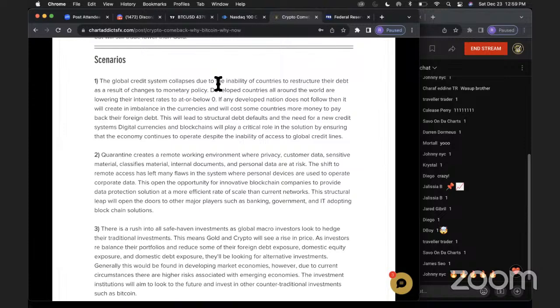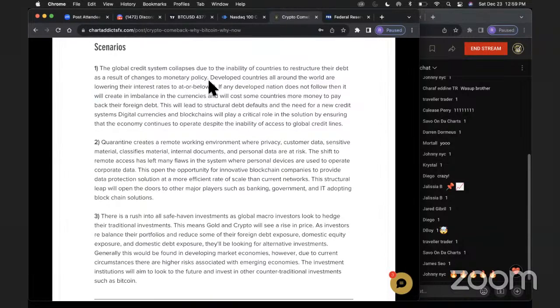Okay, the global credit system collapses due to an inability of countries to restructure their debt as a result of monetary policies. Developed countries around the world are going to lower their interest rates to 0 or below. This is why I said that Bitcoin was going to pop off. If any developed nation doesn't follow, then it's going to create an imbalance and it's going to crush their economy. So I knew that everyone was going to start to drop their rates.